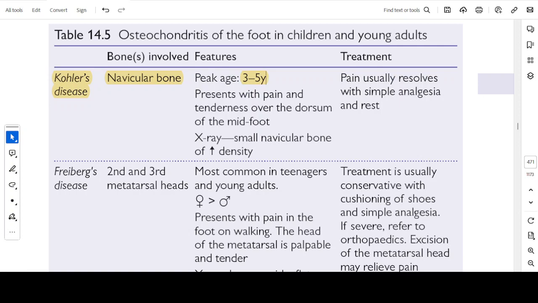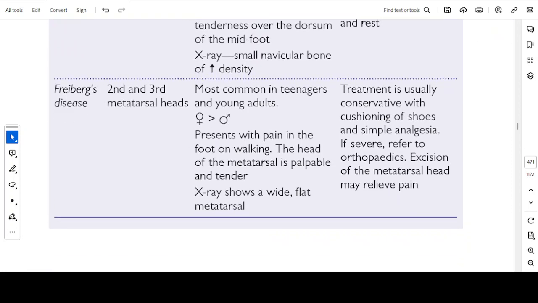Pain usually resolves with simple analgesia and rest. Freiberg's disease. Second and third metatarsal heads.